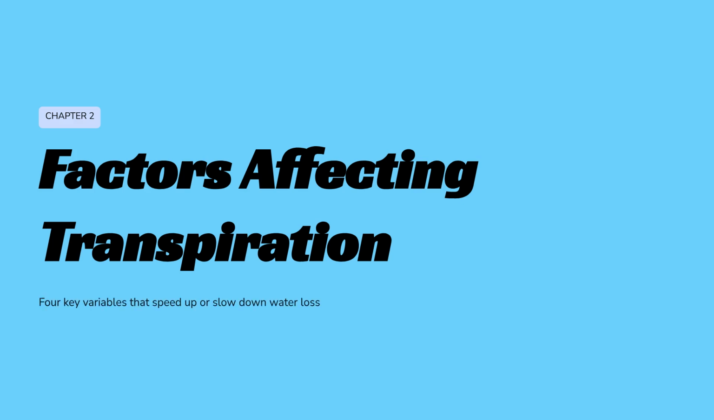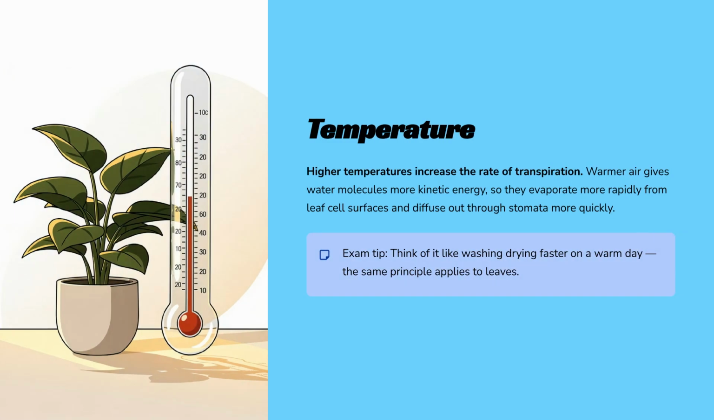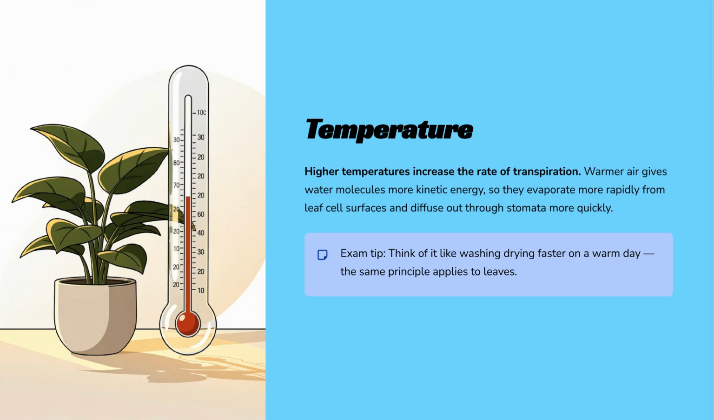Next, we will look at the 4 key variables that speed up or slow down water loss, which are the factors affecting transpiration. Higher temperatures increase the rate of transpiration. Warmer air gives water molecules more kinetic energy, causing them to evaporate and diffuse out through stomata more quickly.